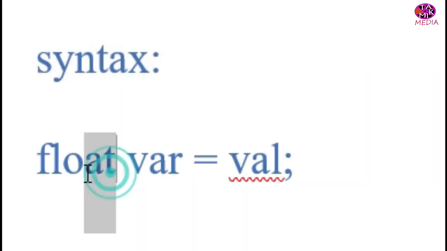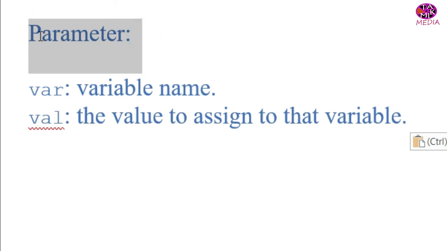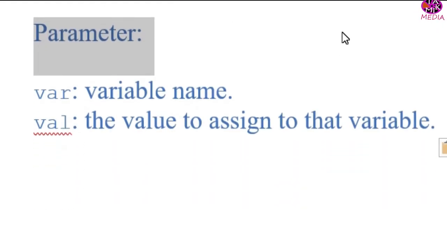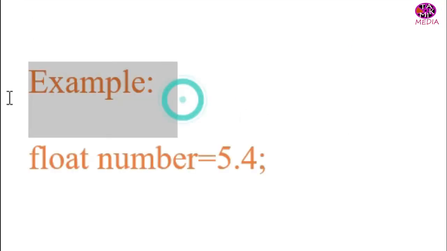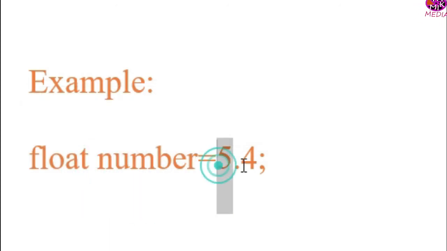Syntax: this is the keyword, variable name, and value. Parameter: here are also two parameters, variable name and the value to assign to that variable. And example: this is my keyword, and this is the variable name, and the value is here.